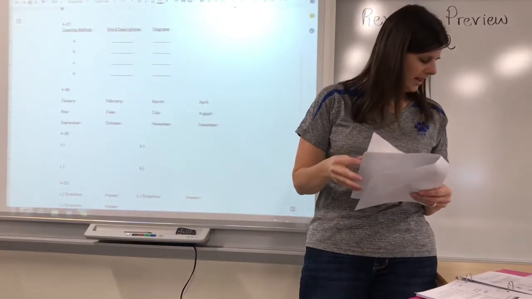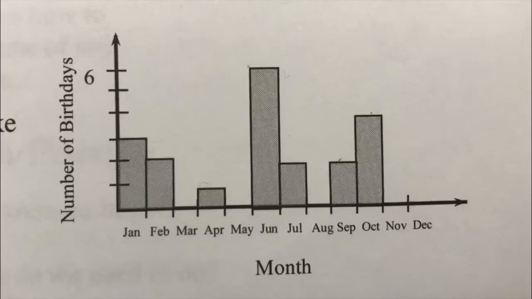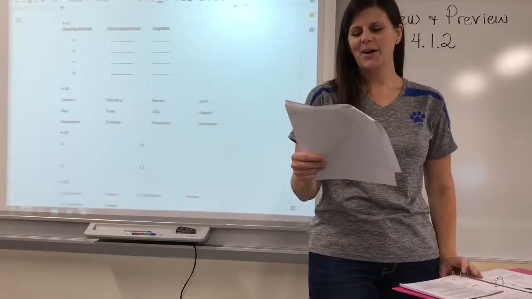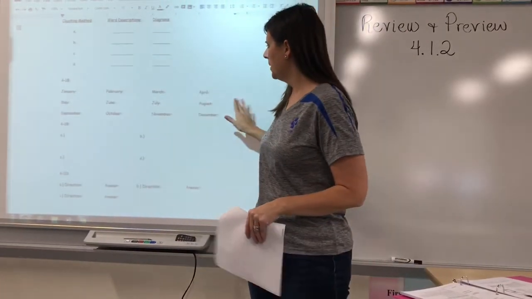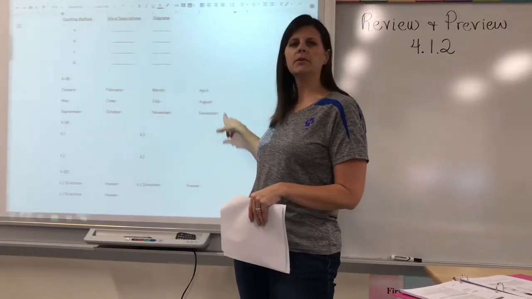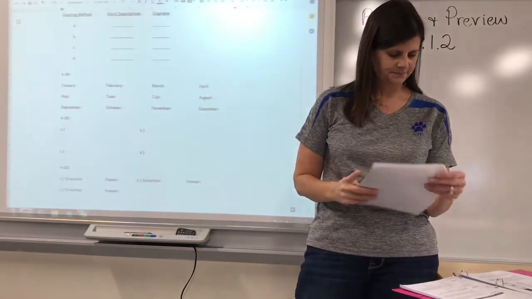For question 18, we've got a histogram that shows us some different birthdays, and I think you'll find this one to be pretty simple. We're basically looking at each month, and on my answer sheet, my job would be to record the number of birthdays that there are in each of those months.